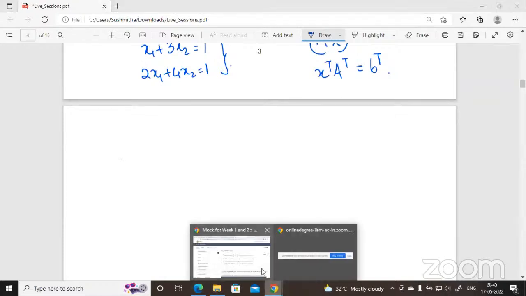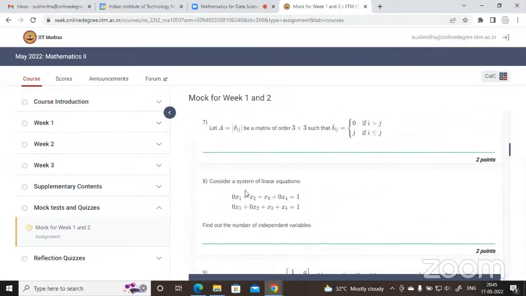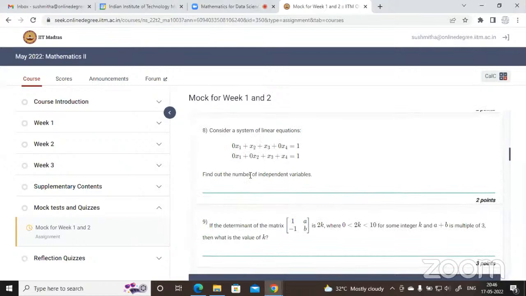Ma'am, it was something like 0x1. I remember. Yeah, this one. So you just put it in the matrix form and then you tell me.